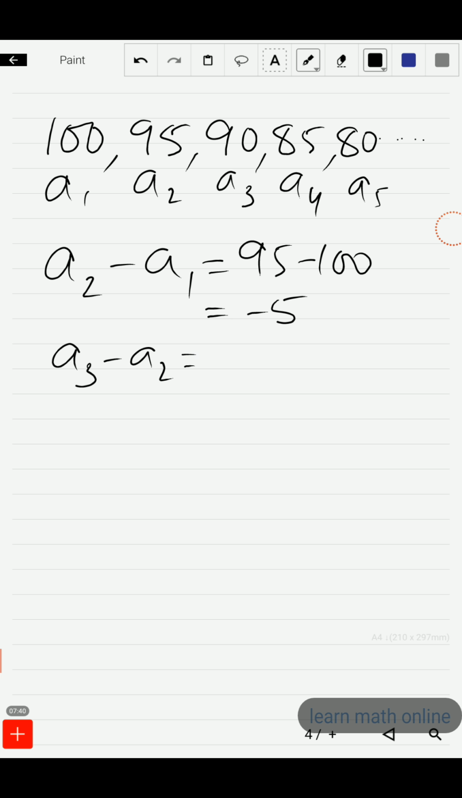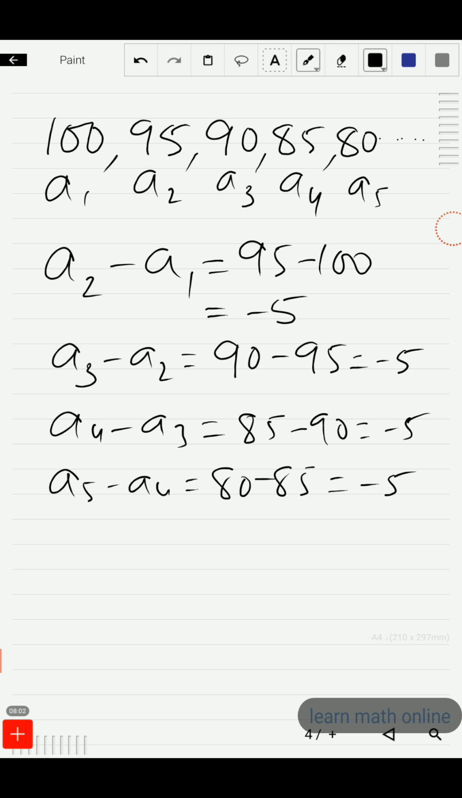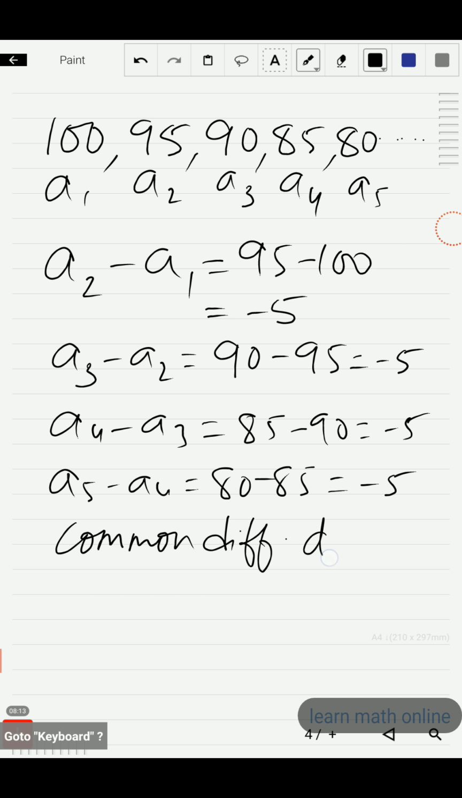It will give us minus 5. A3 minus A2 will give us 90 minus 95. That is also minus 5. A4 minus A3, 85 minus 90, again minus 5. A5 minus A4, 80 minus 85, again minus 5. Okay, so the difference is the same here, isn't it? Okay, so what is the common difference? Common difference D is equal to minus 5 here, isn't it?